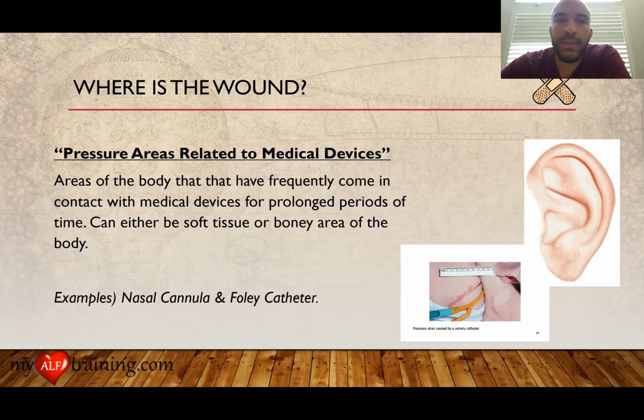Now, there's another type of pressure-related wound that can occur, and they can occur in pressure areas related to medical devices.